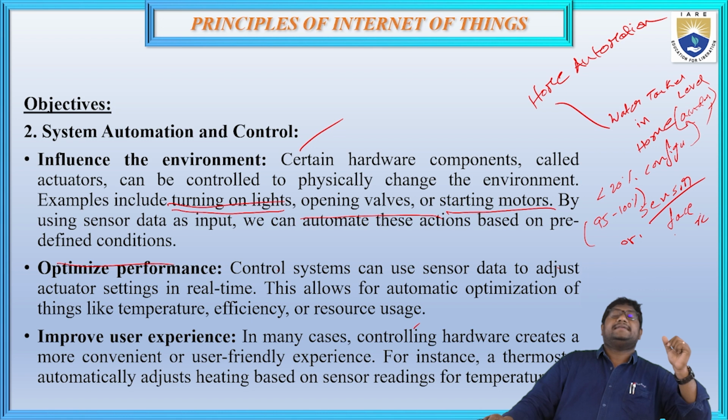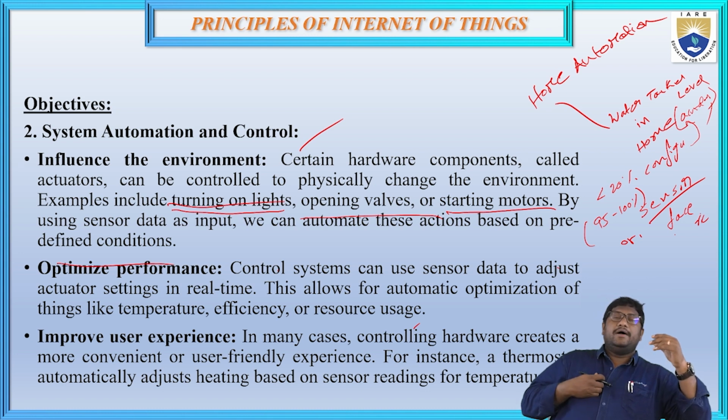And the next factor is to improve our experience, right? In many cases, controlling hardware creates a more convenient and more user-friendly experience for us. For example, take a thermostat which automatically adjusts by itself. We depend on the heating based on the sensor reading of the temperature. That was the thermostat.